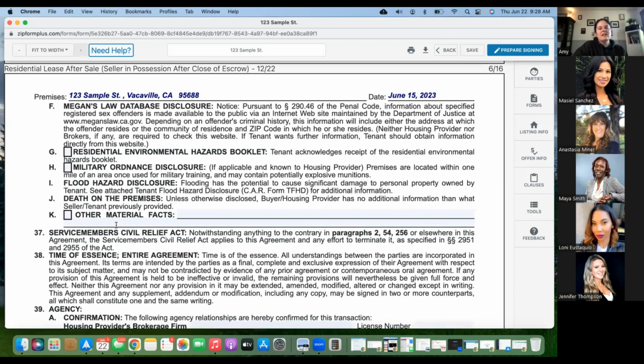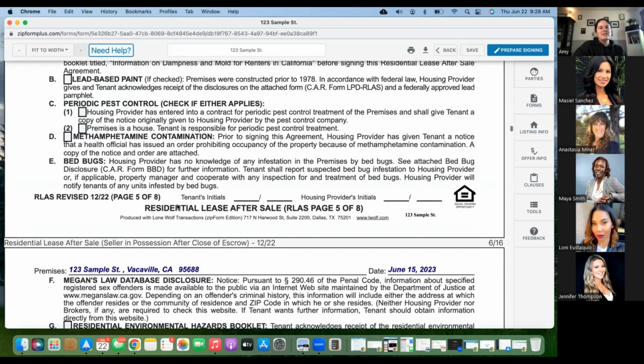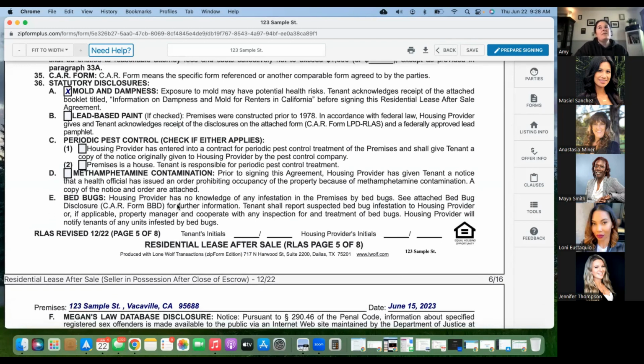Death on premises, unless otherwise disclosed, a buyer or housing provider has no additional information other than what seller or tenant previously provided. That's the one that makes the most sense so far. And K is other material facts. So if there's anything else that needs to be disclosed, it would go in K there. Any questions about section 36, statutory disclosures? This is why we should keep the rent backs to 29 days or less. Okay.